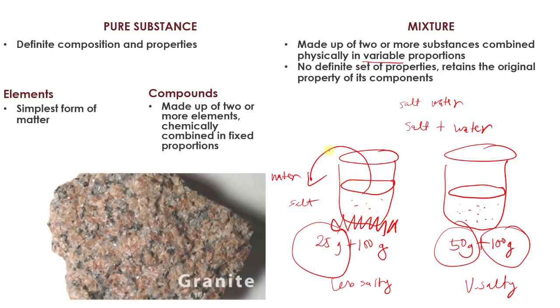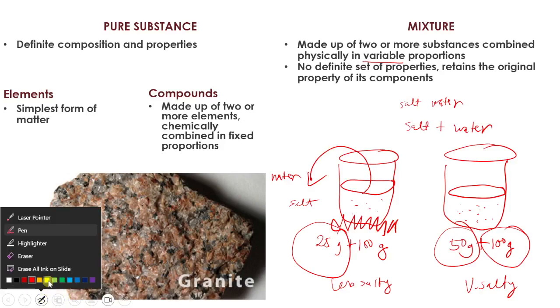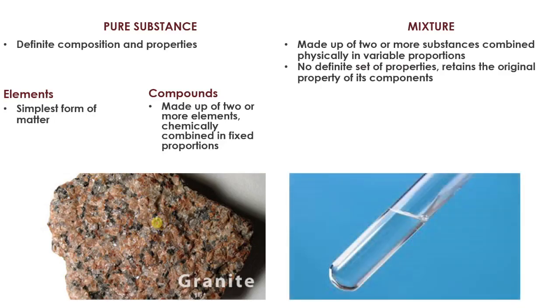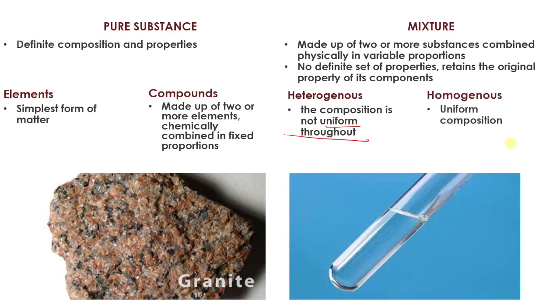Now, for mixtures, this one is obviously a mixture because it's obvious that it's composed of two or more substances. This one is also a mixture, but it's not very obvious because here, the distribution of the components of the mixture is even. Now, these two types of mixture, the first one is a heterogeneous mixture. So the composition is not uniform throughout. So here, it's not equal or even in distribution, so it's not uniform throughout. Meanwhile, a homogeneous mixture has a uniform composition.